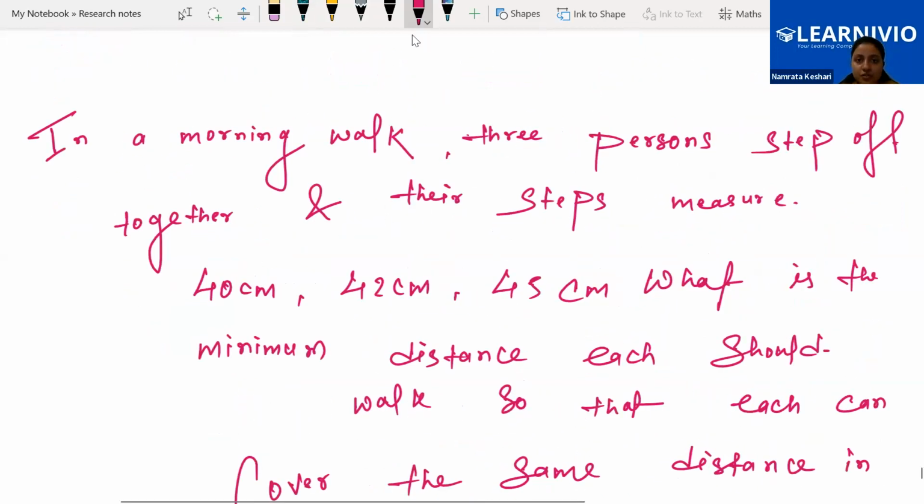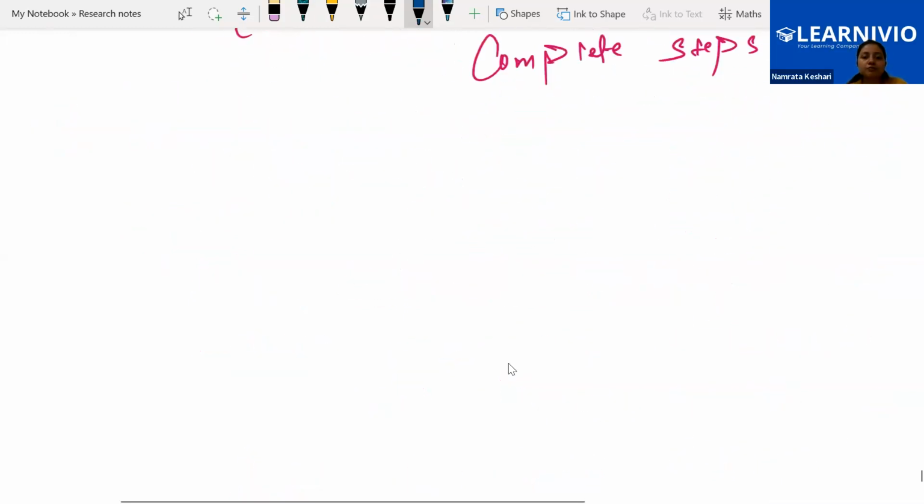Let's see what the question says. Yes, it is from the same chapter, LCM and HCF. In a morning walk, three persons step off together and their steps measure 40 centimeter, 42 centimeter, 45 centimeter. Okay, three persons are there. 1, 2, 3. Three persons are there.